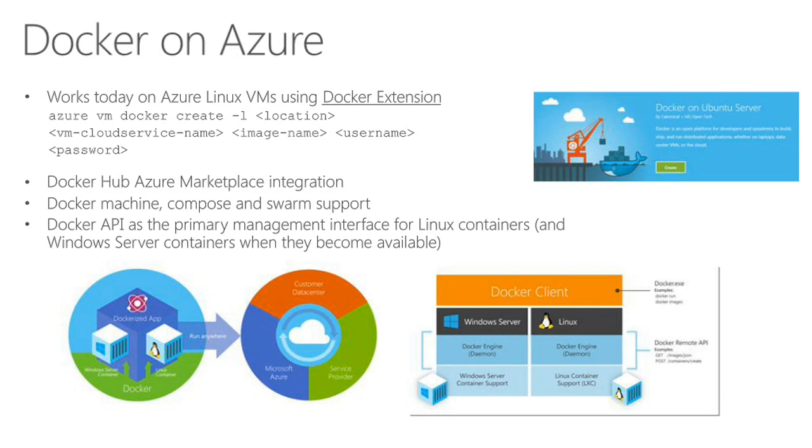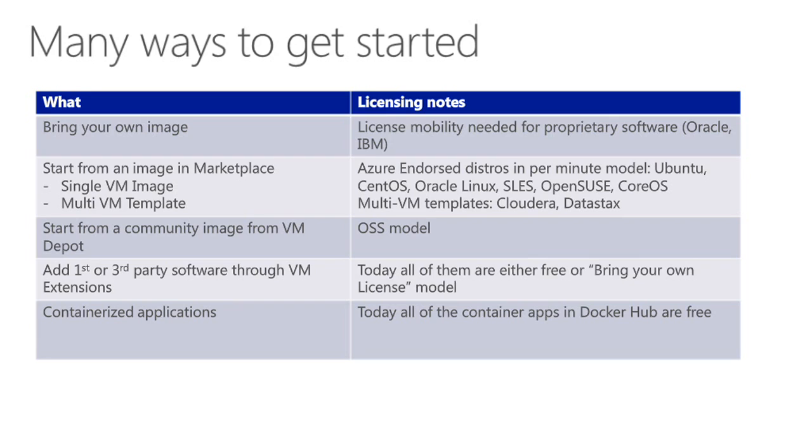All right. If you want to summarize how to get started, there are many ways. You can bring your own image. You would have to have your own license mobility. If you're using Oracle or IBM images, for instance, you can start from an image in the Marketplace. You can create a single VM, or you can create multiple VMs in one go. You want to make sure that the distributions you're using are endorsed. When you start from Marketplace, these are all available there.